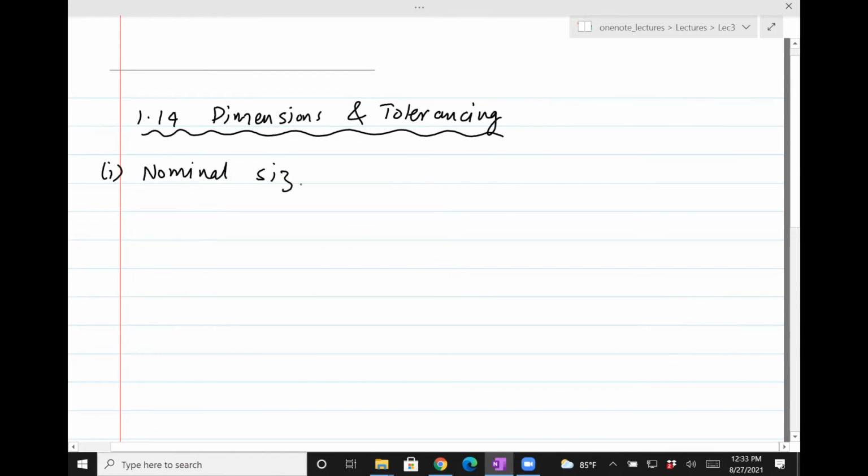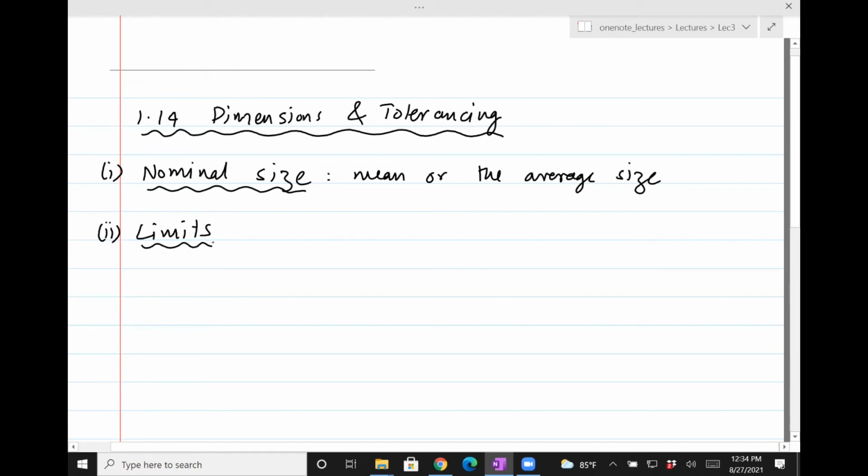The nominal size is the mean or the average size. So if you have 100 parts, let's say shafts, then you just go and measure the diameter and then take the mean, and that gives you the average size, which is also the nominal size.